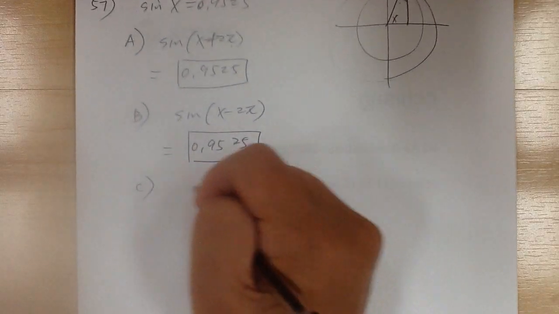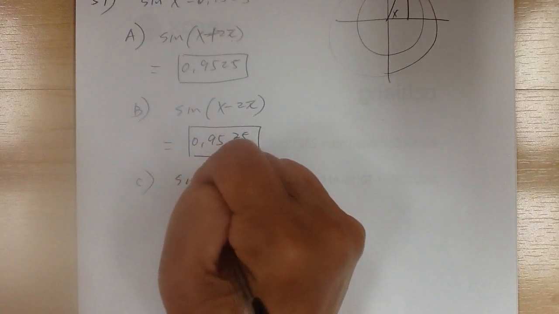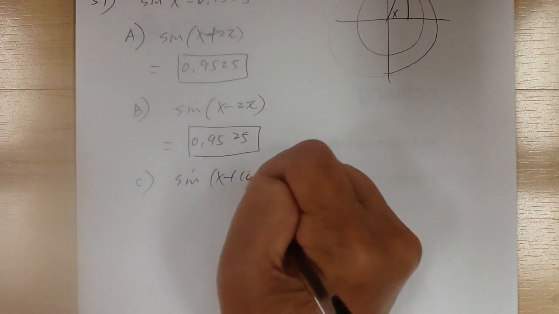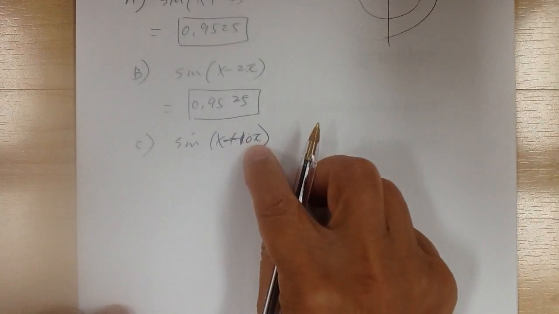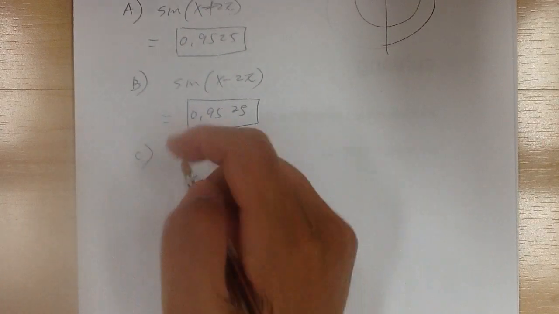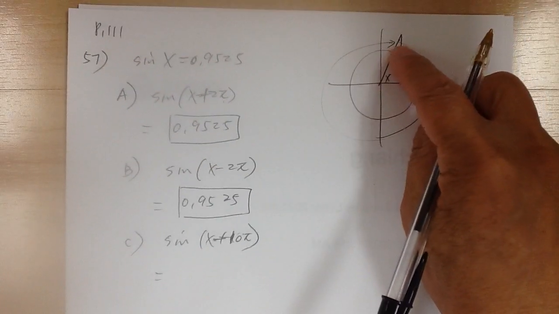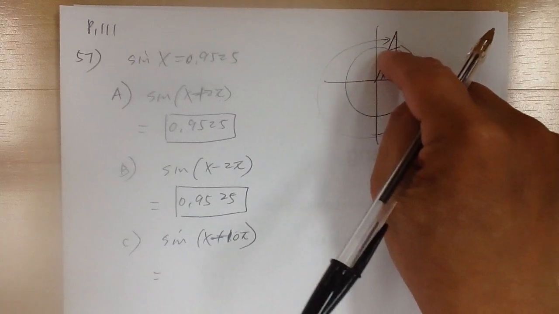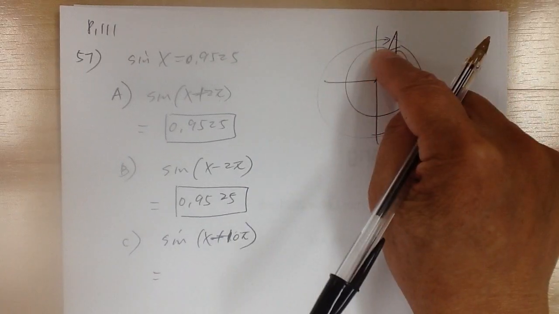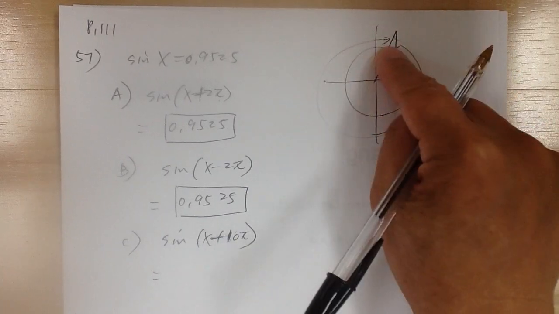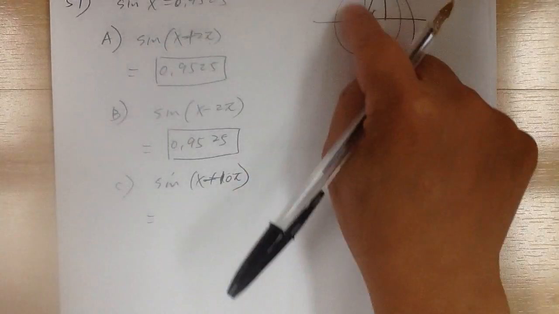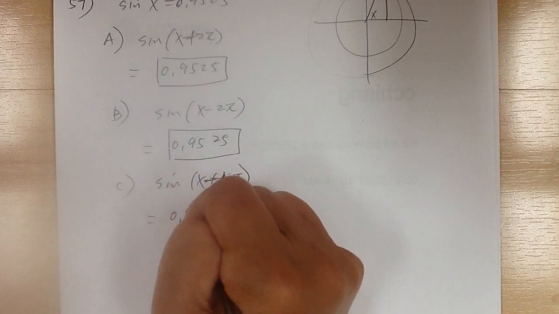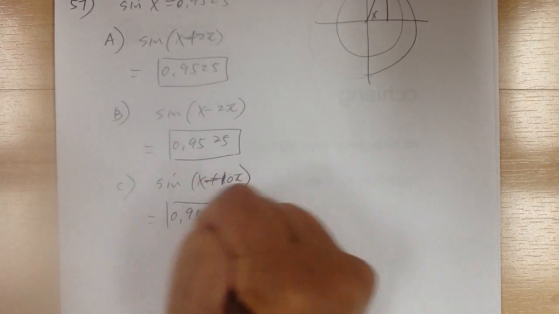Okay, now C, sine of x plus 10 pi. Now x plus 10 pi is 5 circles. So this one means you go around the circle 5 times. So you go 1, that's 2 pi, one more time, 4 pi, 6 pi, 8 pi, 10 pi. So again, when you plus 10 pi, it means go around the circle 5 times, so you end up at exactly the same spot. Therefore, you're going to get the same answer.